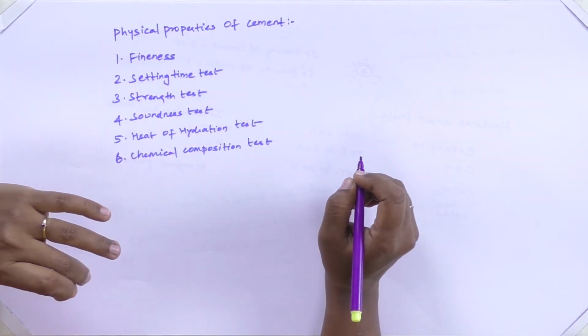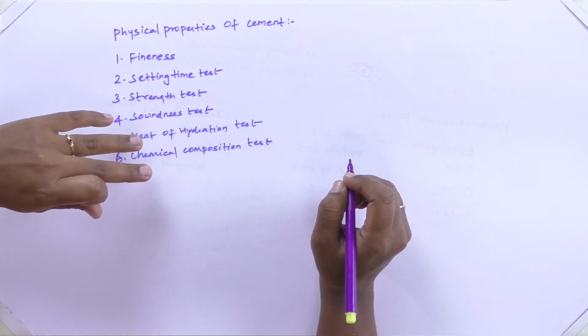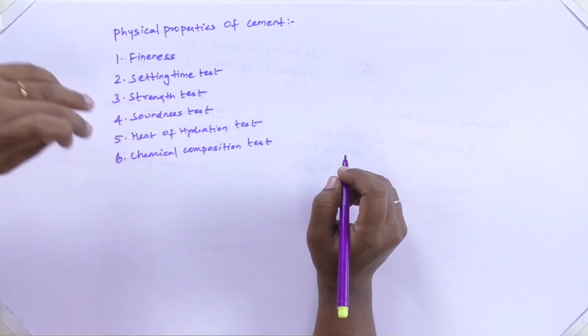And this is where the test is conducted. In the top portion, the cement is packed in a porous plate and kept there. After passing air through it, the difference in manometric fluid is noted, the time is noted, and that gives you the Blaine's fineness of the cement which we are testing. It is expressed in terms of meter square per kilogram.